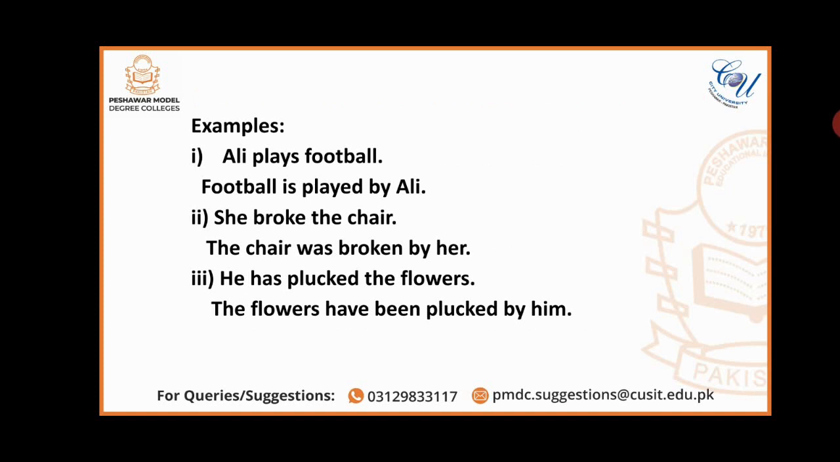Examples: Ali plays football. Now apply these rules on this sentence. Football is what? Object. Ali is subject. So Ali will become object and football will become subject. The reason we will use is, is because the sentence is present simple or present indefinite tense. So therefore is would be added because football is what? It is singular, and the third form of the verb is played. By is added and Ali will become object. So football is played by Ali.